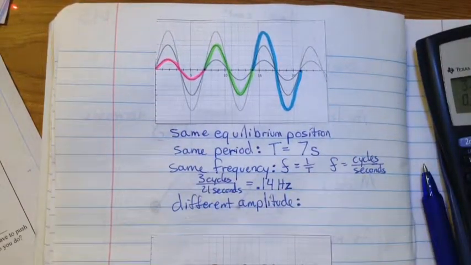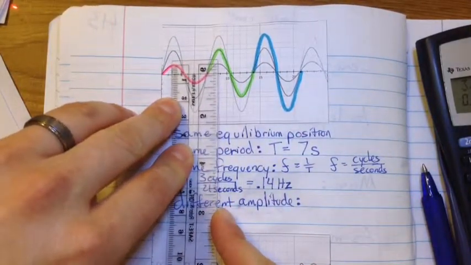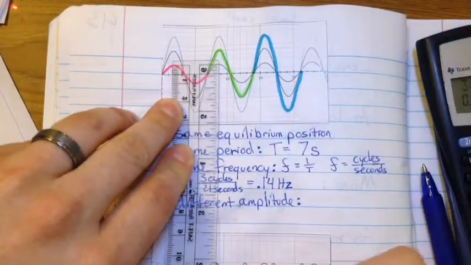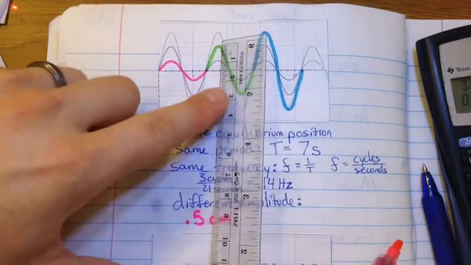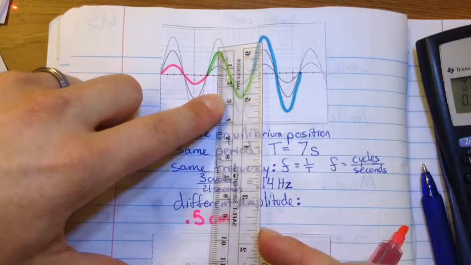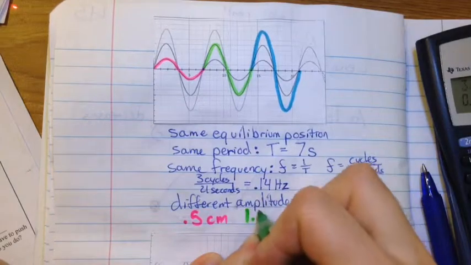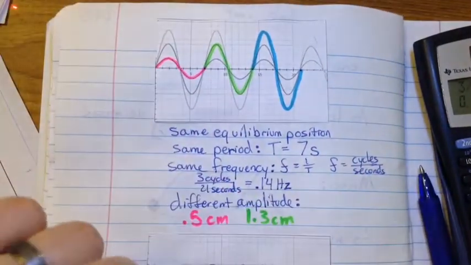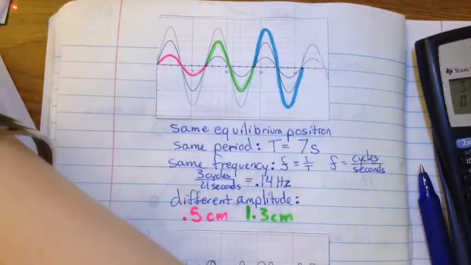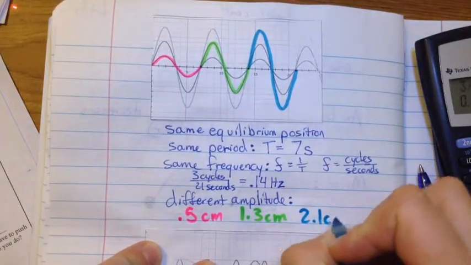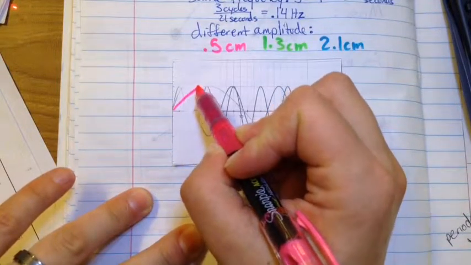How would you measure the amplitude? A ruler. Simply put, the amplitude for my pink graph is 0.5 centimeters. The amplitude for the green graph is 1.3 centimeters. The amplitude for the blue graph is 2.1 centimeters. Pink, I'm going to first color the one that's most stretched.